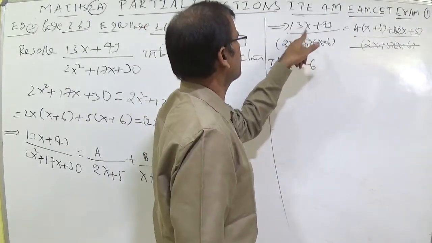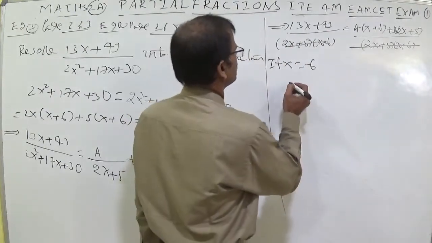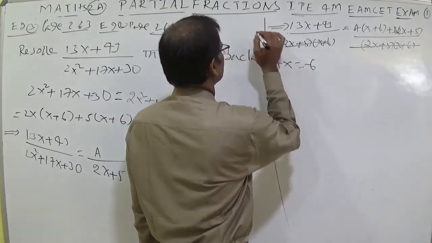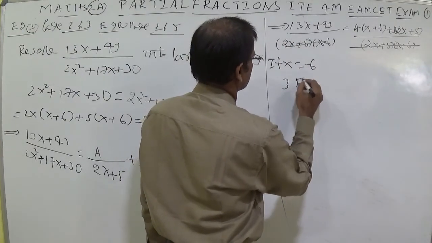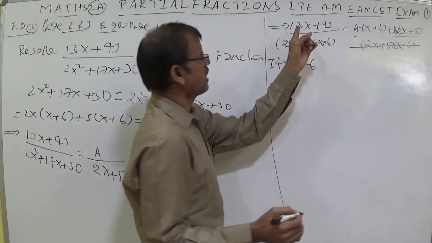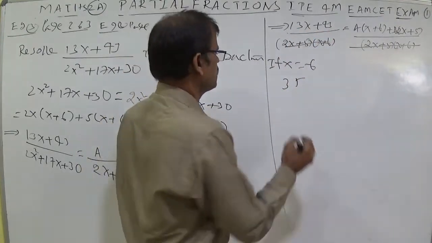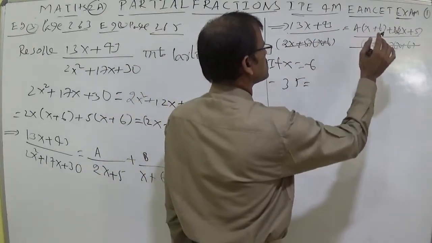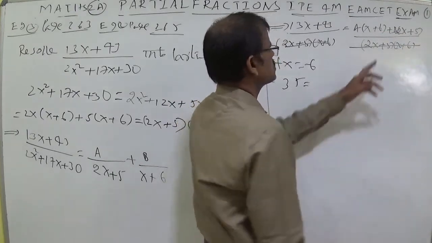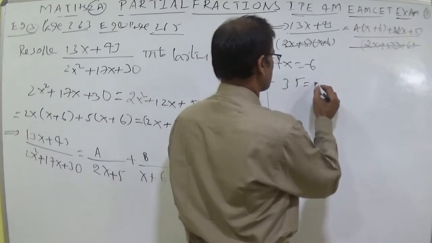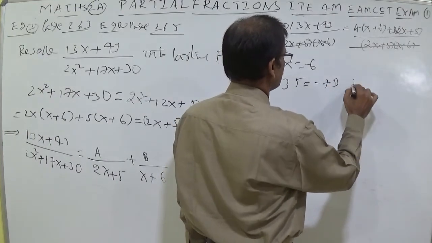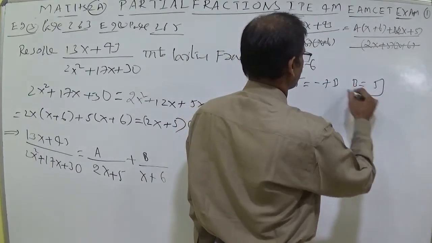X is equal to minus 6, you write here 13 into minus 6 is minus 78. So minus 78 plus 43 is minus 35, equal to, this is 0, and B into minus 2 into minus 6, so minus 12 plus 5, it is minus 7, so minus 7B. So you get B is equal to 5.